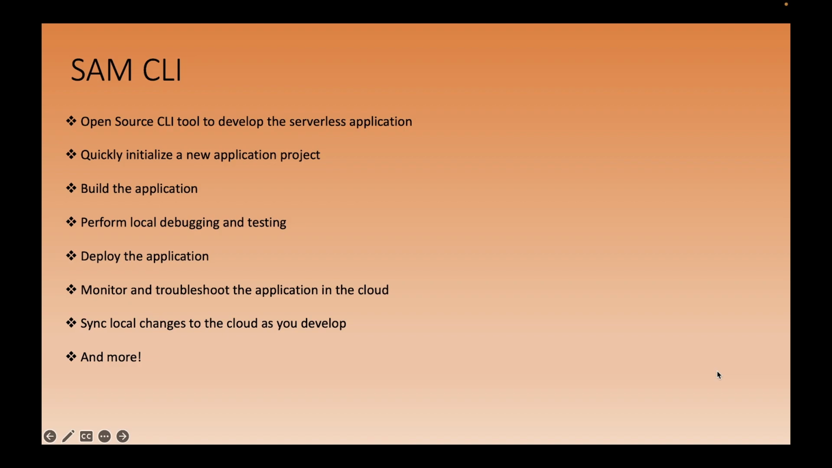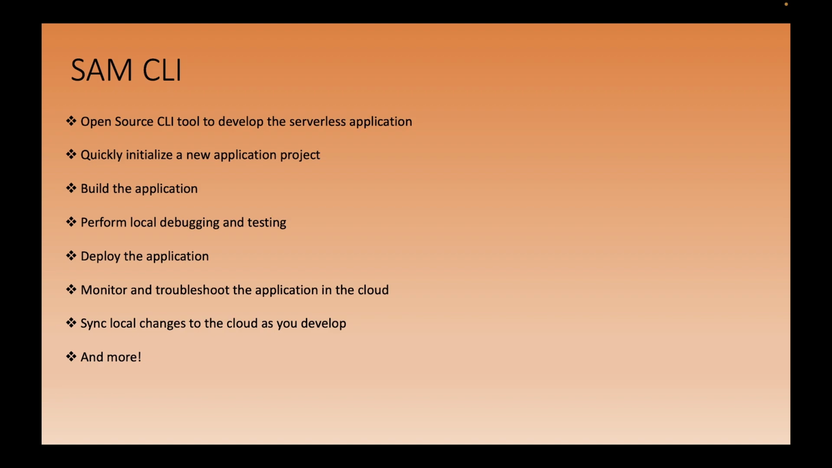SAM CLI is an open source CLI tool to develop serverless application. It helps to quickly initialize a new application project, build the application, perform local debugging and testing, deploy the application, monitor and troubleshoot application in the cloud, sync local changes to the cloud as you develop, and more.